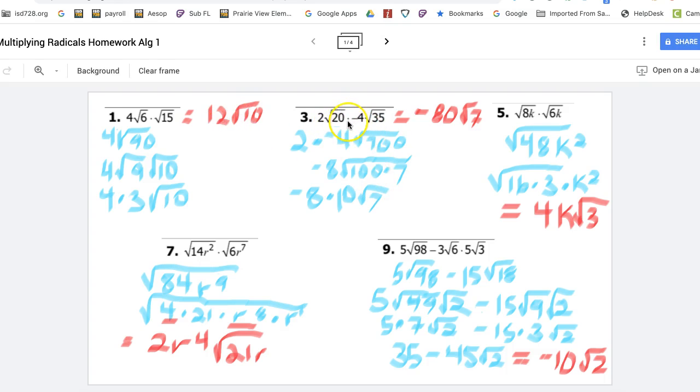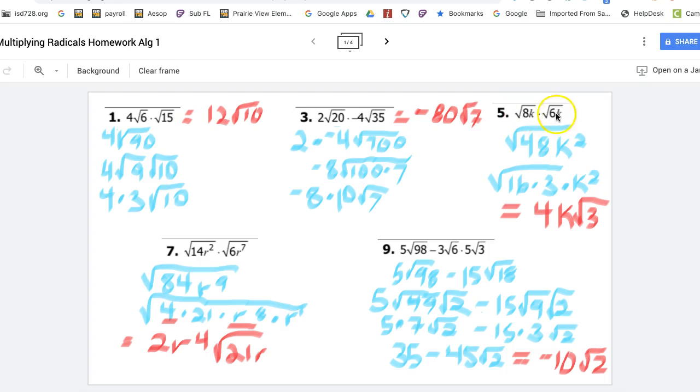Okay, again, it is a multiplication problem, so I'm going to multiply what I would term as the coefficients, 2 and negative 4, and I'm going to do the radicands, 20 times 35, which was 700. I'm going to get negative 8, and I can have 100 times 7. There's my perfect square number, so I can take the square root and get a 10 out. Answer for 3 is negative 80 root 7.